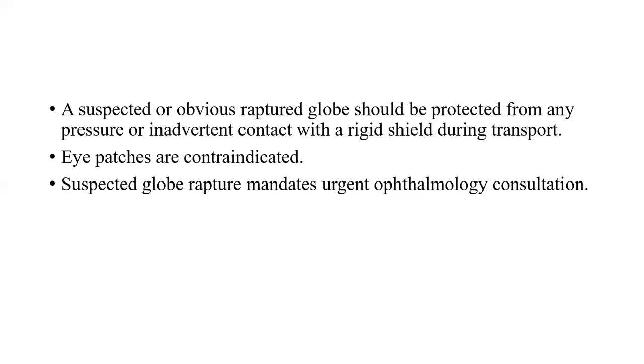So if you don't have an already made eye shield, you can make one from a piece of cardboard, say like the cover of a notebook. Cut it into a circle, make a line towards the center, then you make a cone, and then you tape the cone on the patient's face so that there's no direct pressure onto the eye.